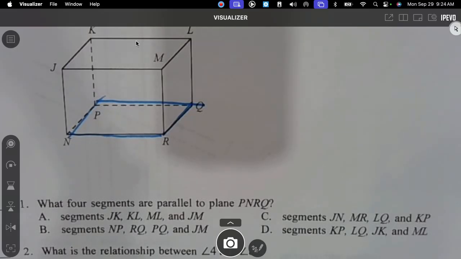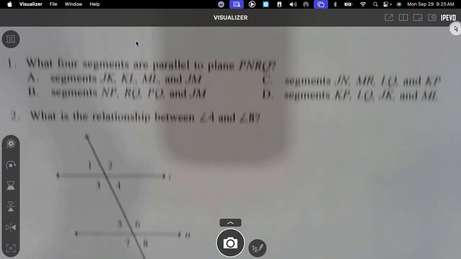KL and ML and JM and JK. Which answer is that? A? What if it asked for perpendicular, though? It wouldn't be those, right? Some of y'all missed that on the worksheet. The worksheet was the ones that go through it, but that is correct for parallel. Okay, so number 1 was A.